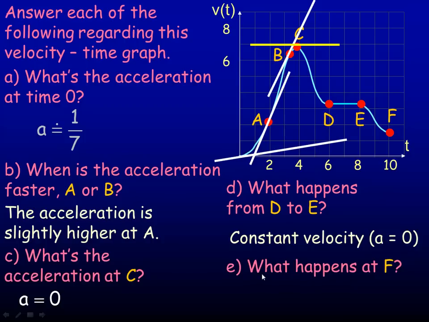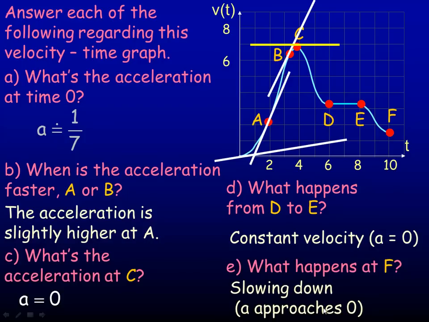Last question on this page, what happens at F? So if we were to draw a tangent line at F, it would not be quite horizontal, it would be sloping down like this a little bit. So we would say that the object is slowing down. Perhaps it's going to be stopped soon, but we wouldn't know that for sure. All we could say is that it's slowing down. If we draw the tangent line in, it's not very steep, but the tangent line would have a negative slope, so that's why the acceleration is negative, it's slowing down.